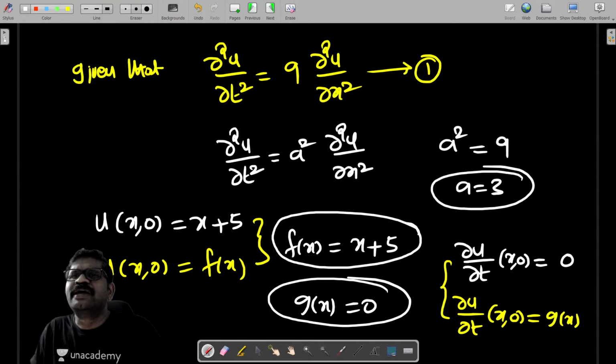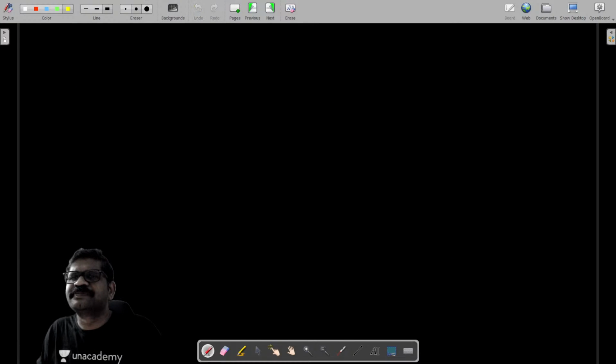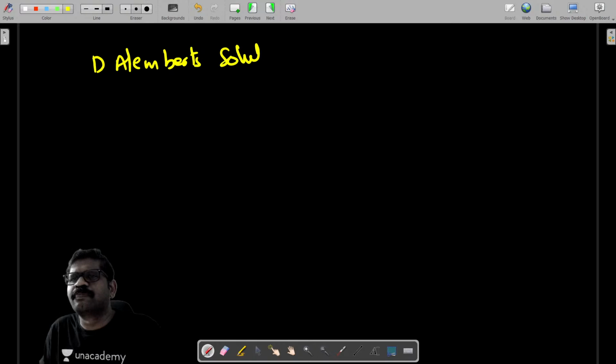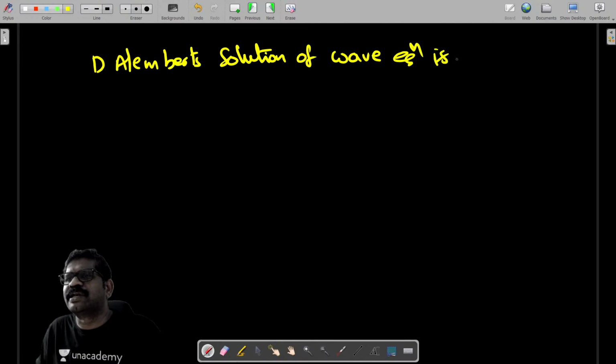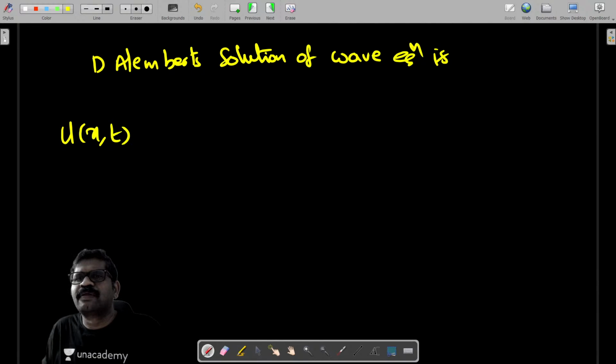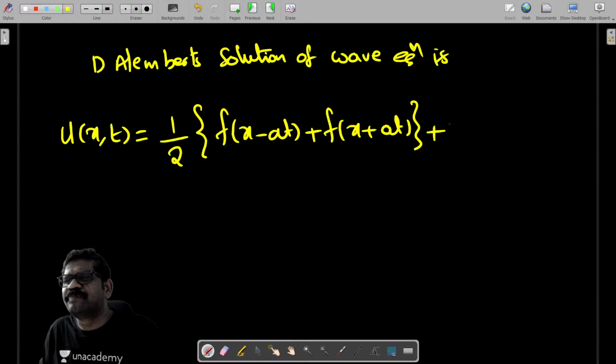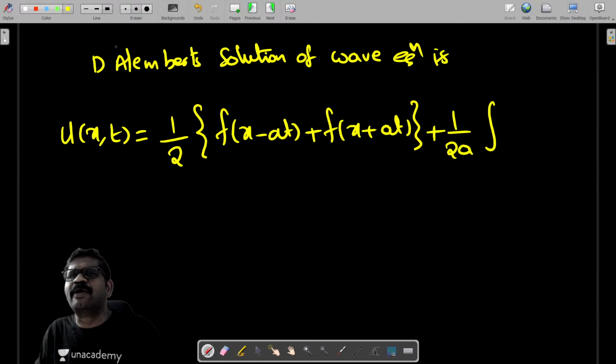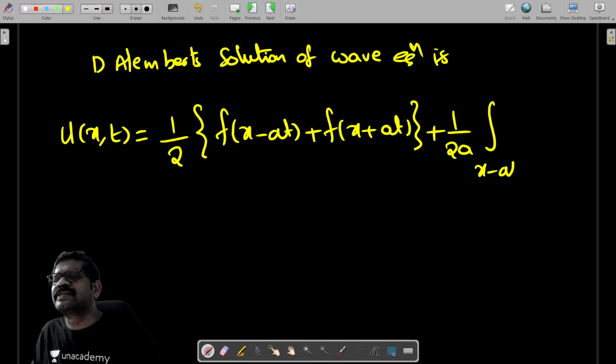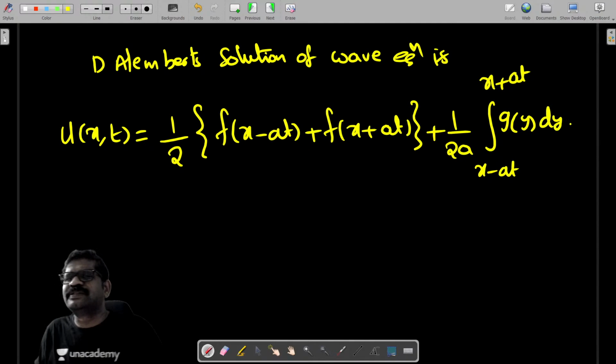I am going to apply D'Alembert's solution of the wave equation. D'Alembert's solution of the wave equation is u of x comma t is 1 by 2 of f of x minus at plus f of x plus at, plus 1 by 2a of integral x minus at to x plus at g of y dy. This is the formula.